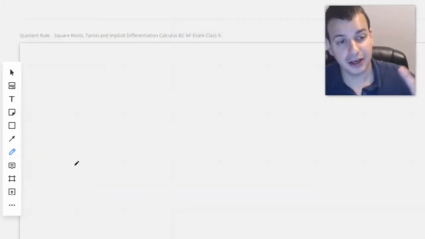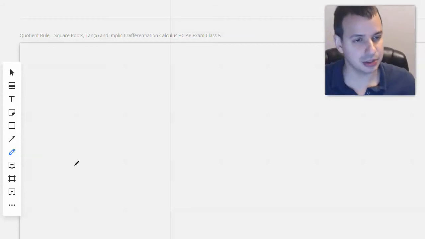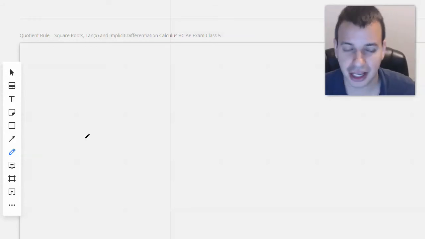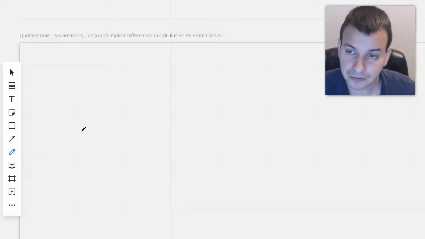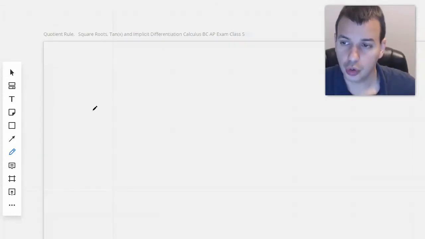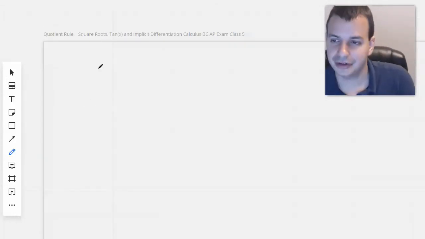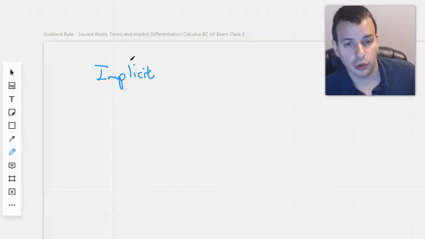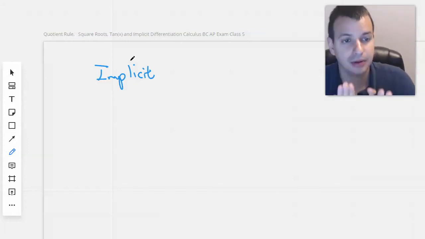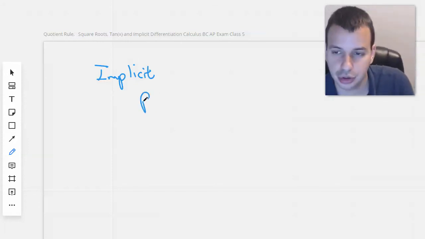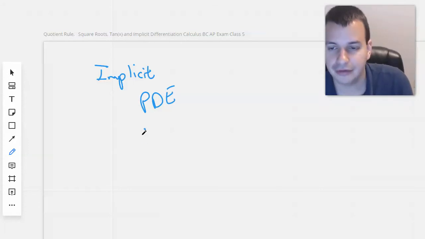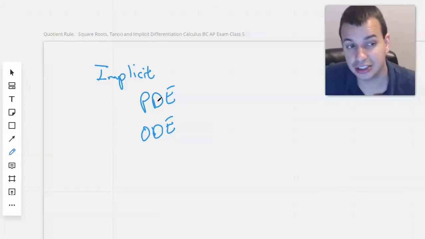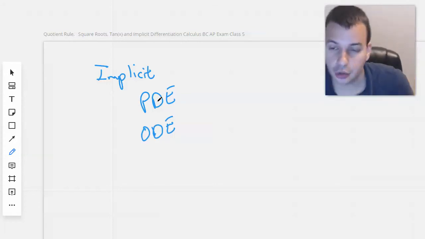Okay. Now, off to something conceptually a little bit different and some new ideas here. There's a concept called implicit differentiation. We're only going to do this with ordinary differential equations. Calculus will kind of branch off into two branches. You have ODEs and PDEs. PDEs are partial differential equations. ODEs are ordinary differential equations.